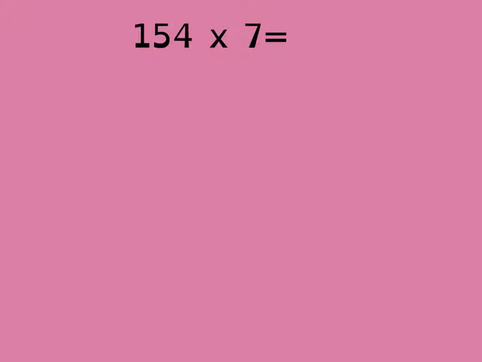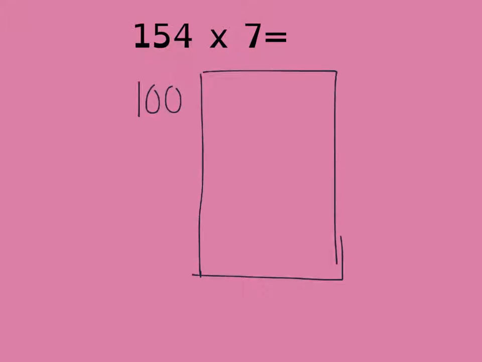So I'm going to do this problem vertically instead of horizontally. So I will break up the 154 vertically. And again, we're multiplying each of those values times 7.